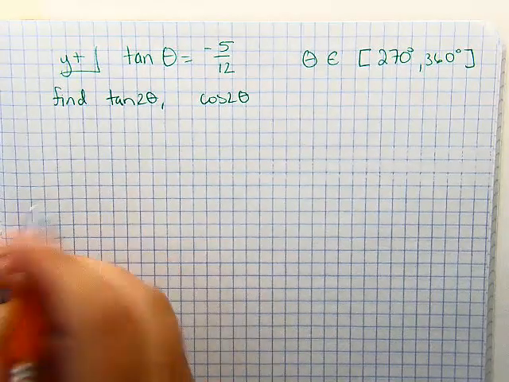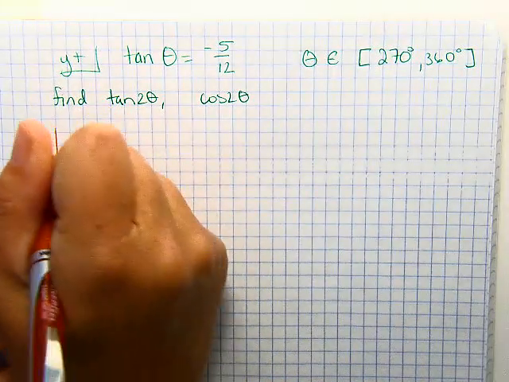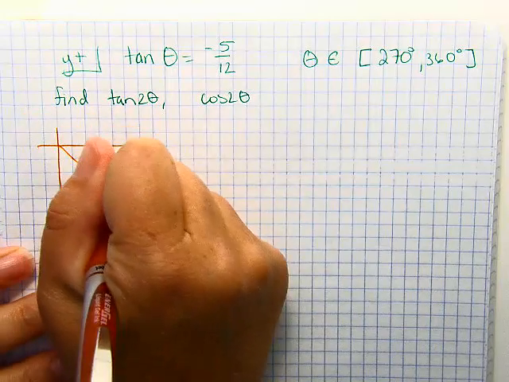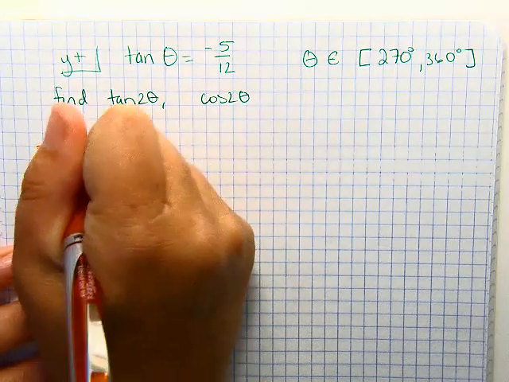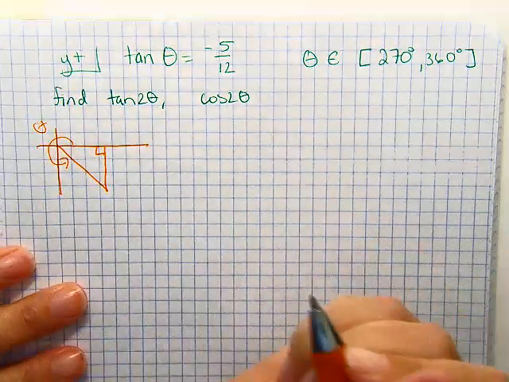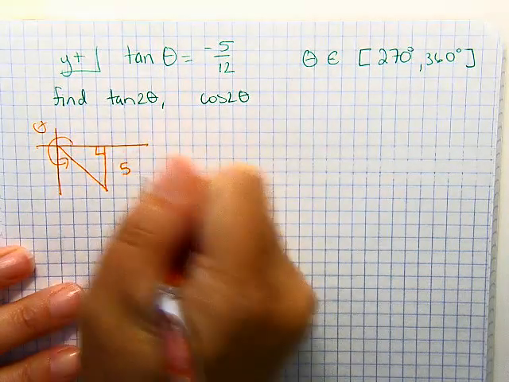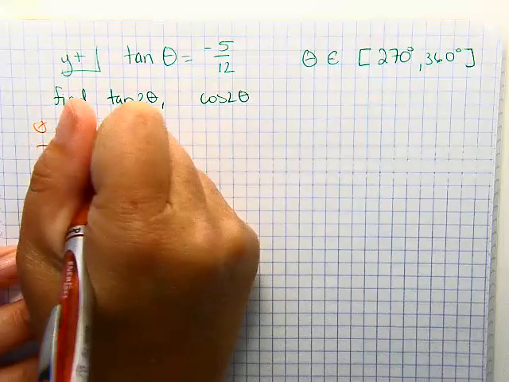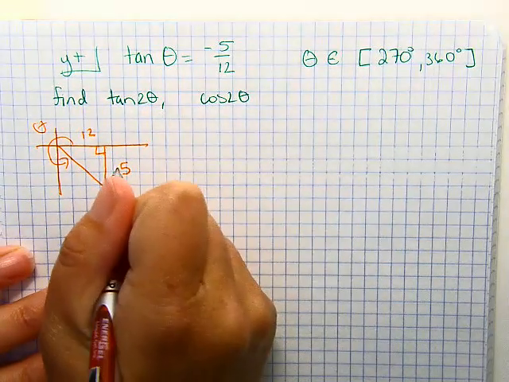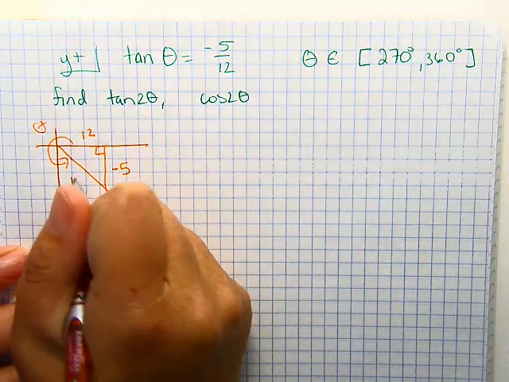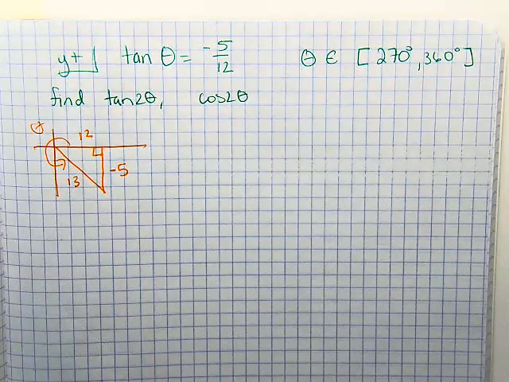All right, so your first thing is to draw the triangle. The triangle's in quadrant 4. Here's theta. Tangent is opposite over adjacent, so 5/12, and in this case, this is negative. This is a 5, 12, 13 triangle. I didn't actually have to solve for it.